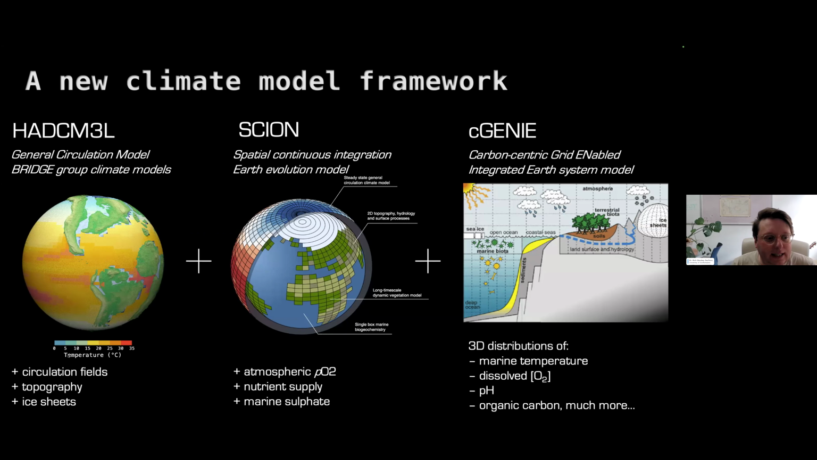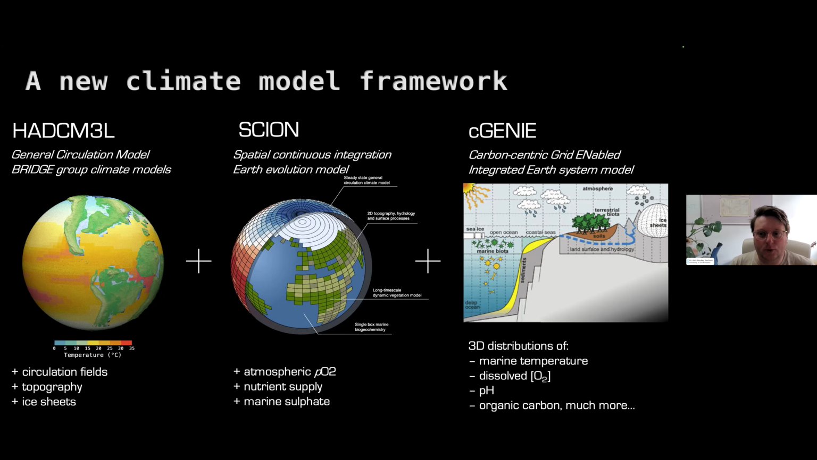So taking circulation fields from those more complex models that were ticking over on our screen a second ago, we're able to feed in those physical conditions, so how winds are behaving in response to things like CO2 and topography itself, bathymetry, and ice sheet extent. From other longer term models, we're able to feed in key important things such as boundary conditions with respect to atmospheric oxygen, nutrient supply, and marine sulfate. And then using CGenie, my favorite model, the carbon-centric grid-enabled integrated Earth system model, we're able to then, using the things that we gain from those models, simulate things like the 3D distributions of marine temperature, dissolved O2, pH, organic carbon.